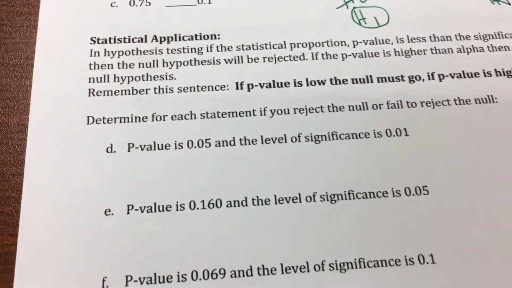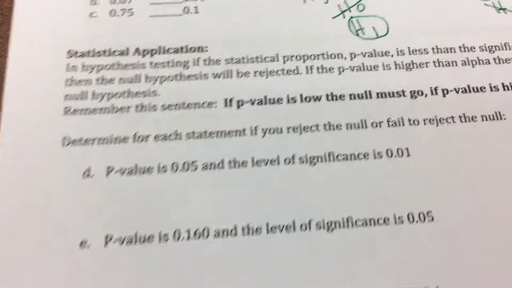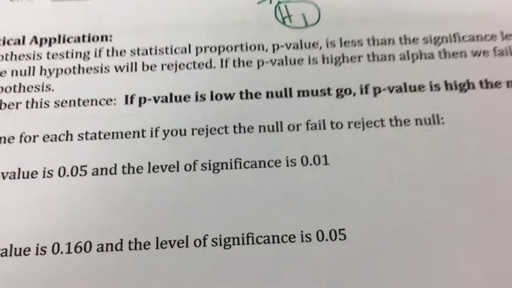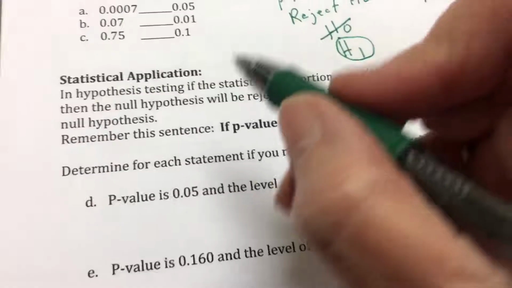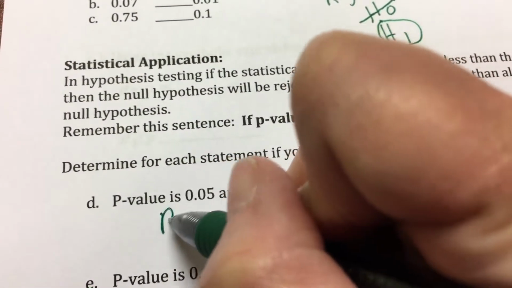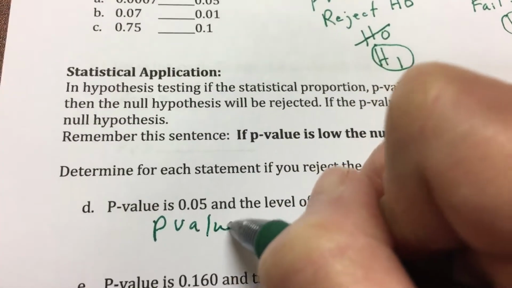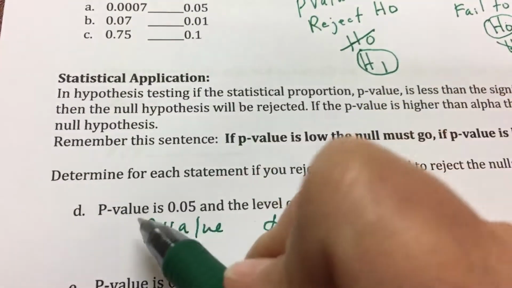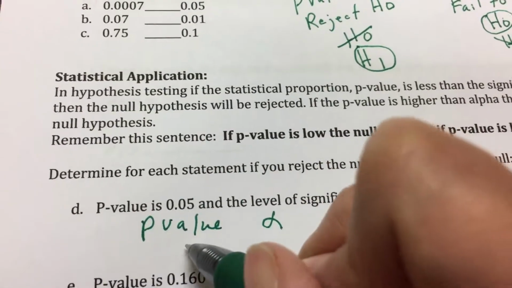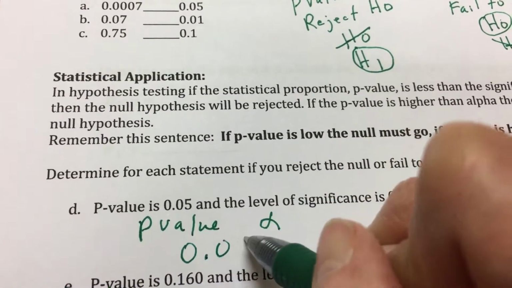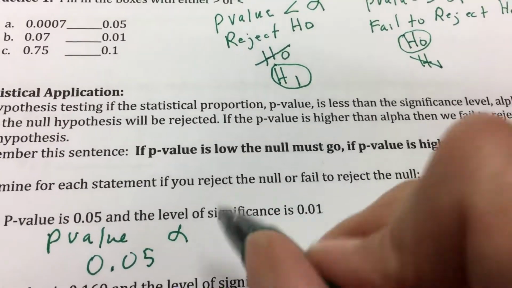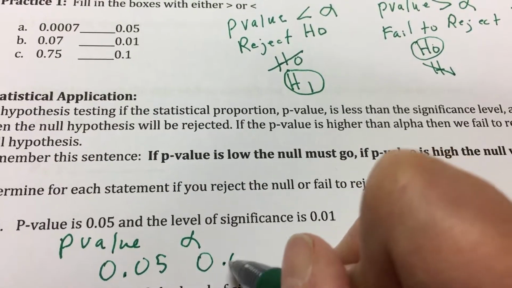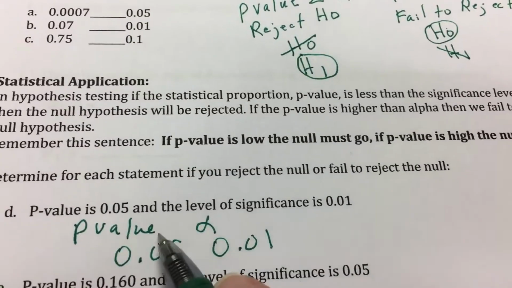So I'm going to lead you through 2 of these, and then I'll let you do the other 2. So it says, determine for each statement if you reject the null or you fail to reject the null. So what we want to do is we first want to write out p-value and alpha, okay? So we need our p-value and we need our alpha. So in this case, p-value is 0.05. The alpha is your level of significance. It's 0.01. P-value and alpha.